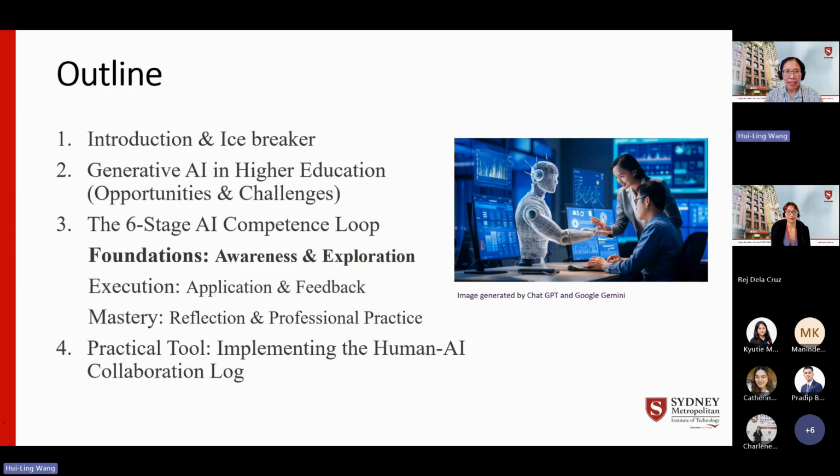Briefly, today we are going to cover the 6-stage AI competence loop. I divide these 6 stages into 3 different parts. The first part is foundation, and then we have execution and then mastery. But today we're going to focus more on foundation, awareness, and exploration. Before that, we will briefly talk about the opportunities and challenges of Gen AI.